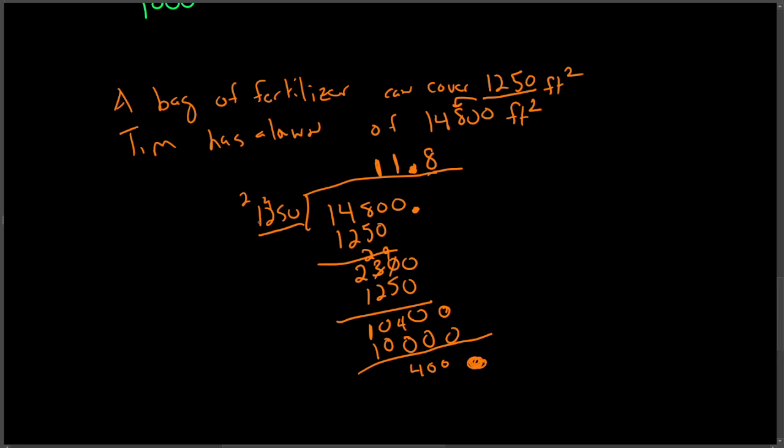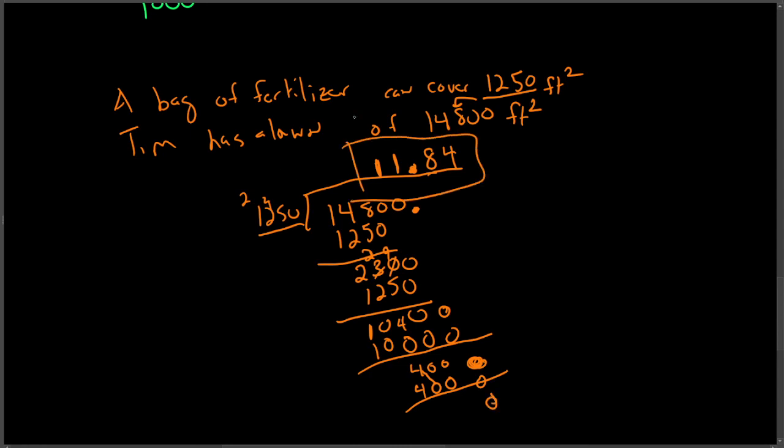Let's see. 3, 4, 5. 5's too big. It's 4. And so 4 times 0, 0. 4 times 5 is 20, carry my 2. 4 times 2 is 8, plus the 2, 10. So I have a remainder of 0.